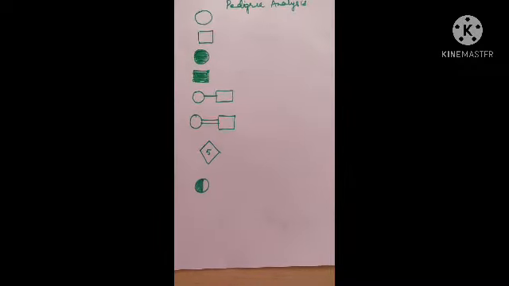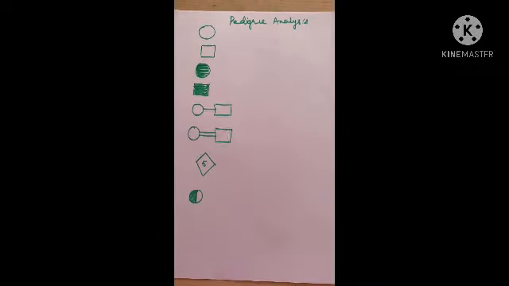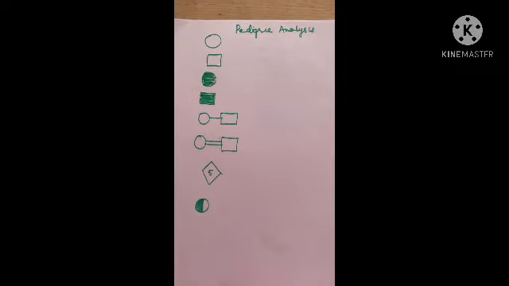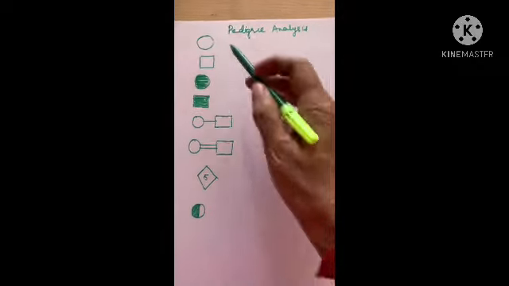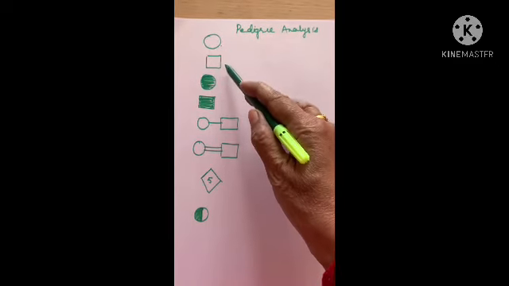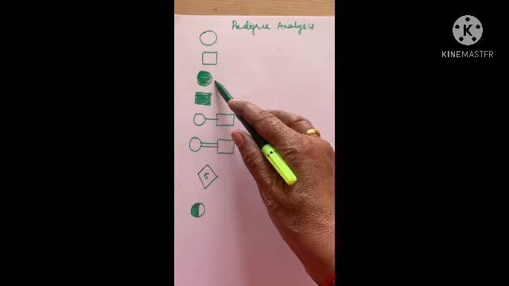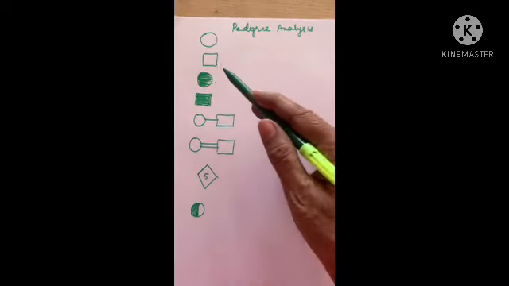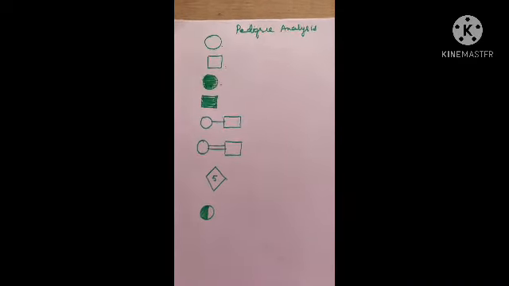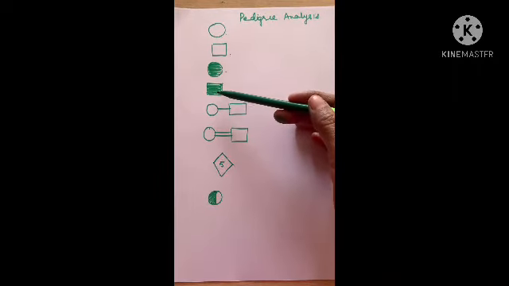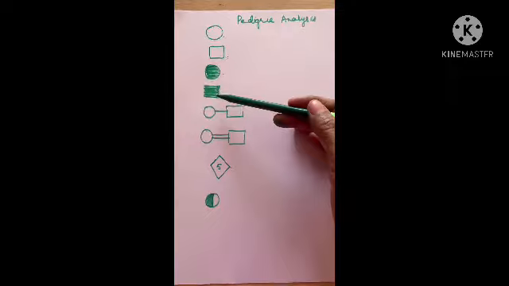As part of pedigree analysis, there are certain symbols we have already studied in theory, and you are already familiar with them. A circle denotes a normal female. A rectangle denotes a normal male. If the whole circle is colored, this denotes a female with the disorder, and a rectangle with the complete portion colored denotes a male with the disorder.